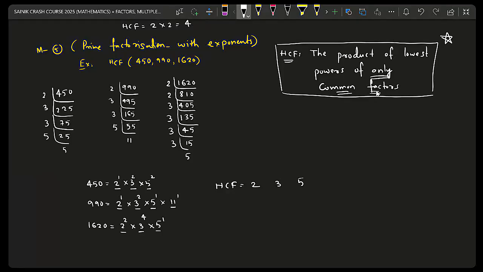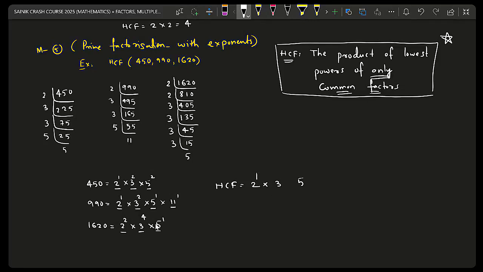Now we have written the common factors. Now what do we have to select? We have to select the lowest power of each of them. So for 2, what is the lowest power? 2 power 1 is there, 2 power 1 is there, 2 power 2 is there. Which is the lowest out of them? 2 power 1. So we write 1 here, multiplied by.